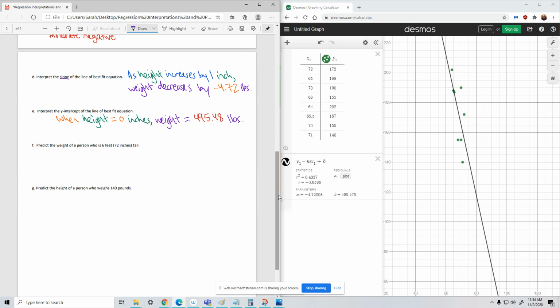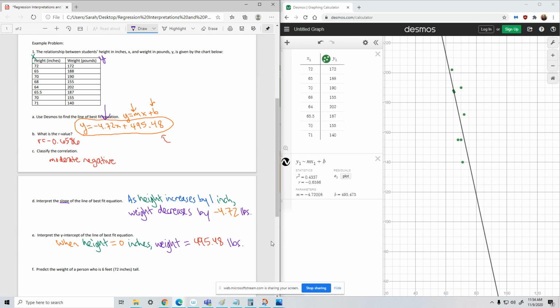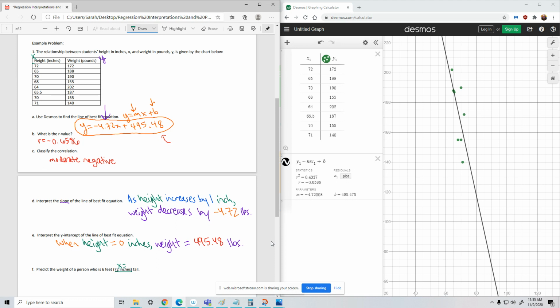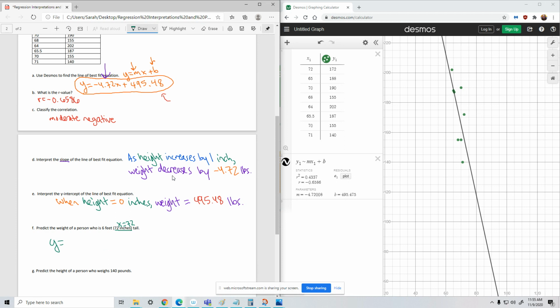Next up, letter F wants us to predict the weight of a person who is 6 feet, which is the same as 72 inches tall. To do that, we are going to use our equation, the line of best fit equation. Since they told us that the height is 72 inches tall, we're going to sub x equals 72 into that equation. So that's going to look like y equals negative 4.72 in parentheses 72 instead of x, plus 495.48. From here, I can type everything after the equal sign into Desmos, because Desmos can make my life nice and easy.